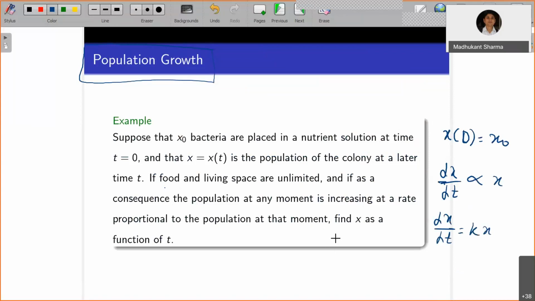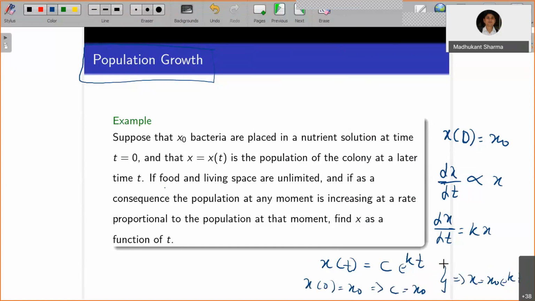Find x as a function of t. For this, it is very easy to find the solution: x of t is equal to c times e to the power kt. Now c can be identified by the initial condition. So x at 0 is equal to x0 implies c is equal to x0. So the solution is x equals x0 times e to the power kt. This constant k we don't know so far.